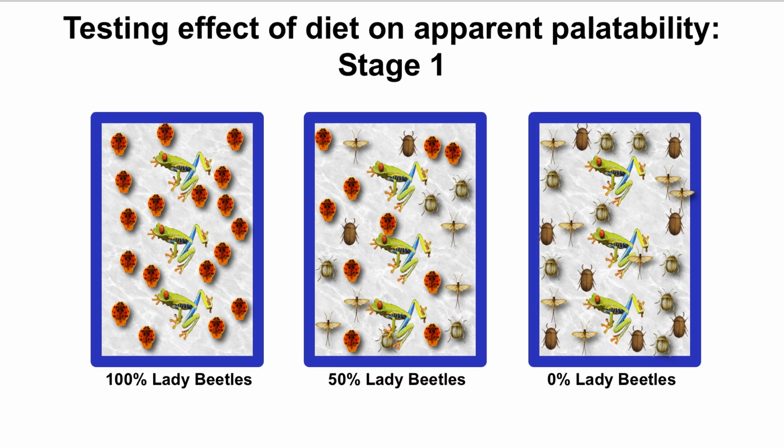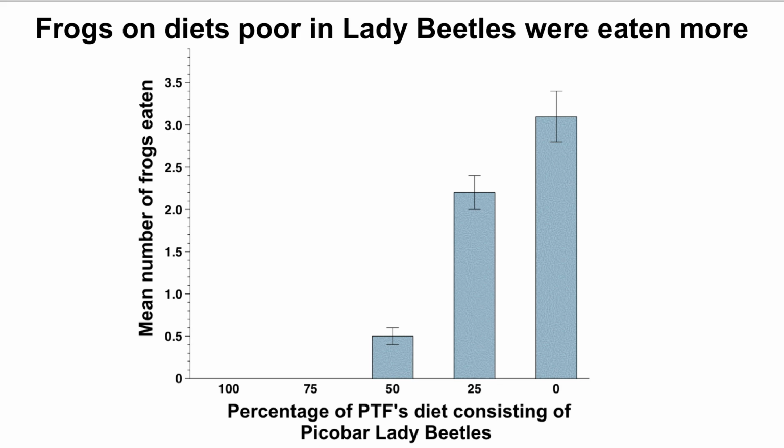The percentage of lady beetles offered vis-a-vis other insects varied from 100% down to 0. One month later, a rat snake was introduced into each chamber for a week, after which we counted the number of frogs eaten. As this chart shows, if the percentage of beetles in the diet was 50%, rat snakes did eat some of the frogs, and ate more of them as the percentage dropped further.